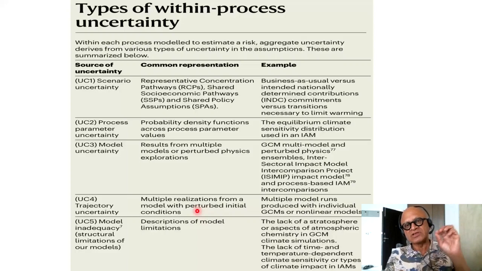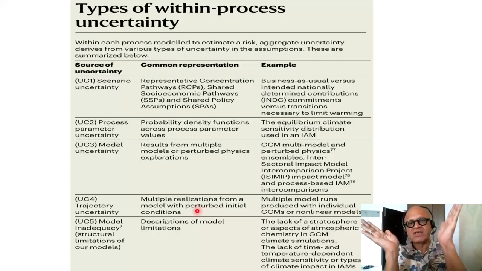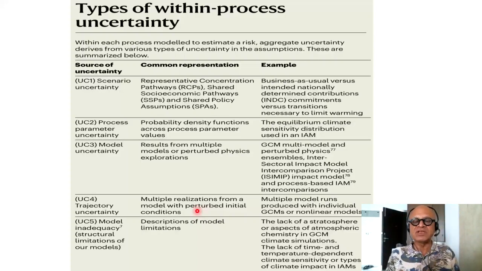So typically ensembles are done where you perturb some initial condition as you integrate, let's say, from the pre-industrial initial conditions to 2100, and then you keep perturbing initial conditions to see the what-if scenarios or the range of outcomes that are possible. Here the example is multiple model runs produced with individual GCMs or nonlinear models. So the nonlinearities or internal variability of the models produce this range of scenarios, like how El Niños change, how ocean meridional overturning circulations change, and so on.